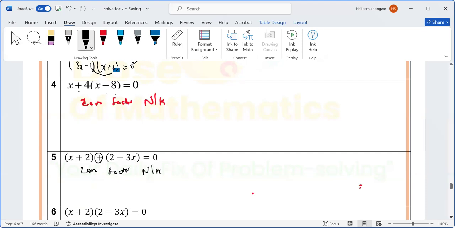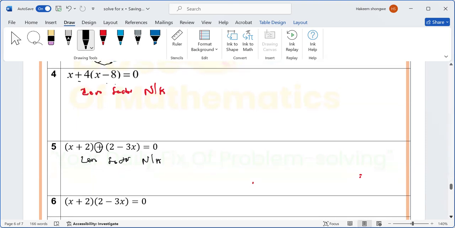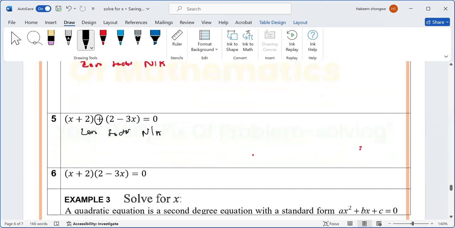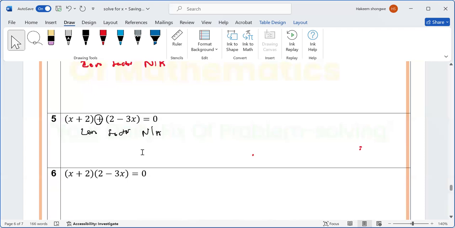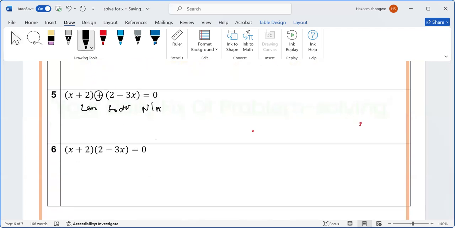Okay, let's go to the last one then. What do you think on number 6? It is applicable. Because look at this, we do have a 0. We also have our brackets multiplying each other. They are not adding each other, but they are multiplying each other.